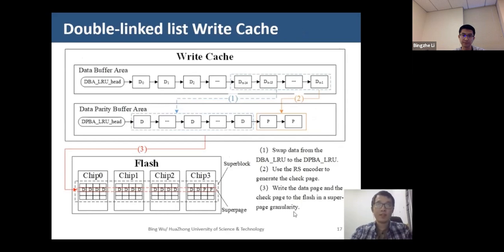To further reduce latency, we also propose a double linked list RAID cache. The RAID cache data includes user data, verification data, and recovered data. At first, AETEC swaps data from the data buffer area to the data parity buffer area. Then, AETEC uses the RS encoder to generate the check page. At last, AETEC writes the data page and the check page to the flash at super page granularity.